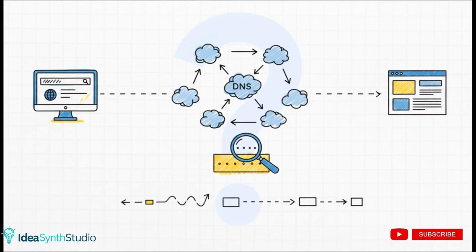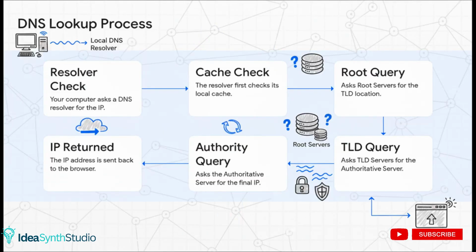Well, the answer is this really clever, lightning-fast process called a DNS lookup. This lookup is like a high-speed scavenger hunt. First, your computer asks a local DNS resolver for the IP address. If it doesn't know, it starts climbing the ladder. It asks the main root servers, hey, where do I find info for .com? They point it to the .com top-level domain servers. It asks them, okay, where do I find example.com? And they finally point it to the authoritative server that holds the actual IP address, which then gets sent all the way back to your browser.